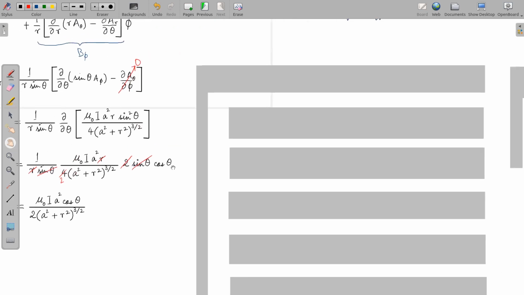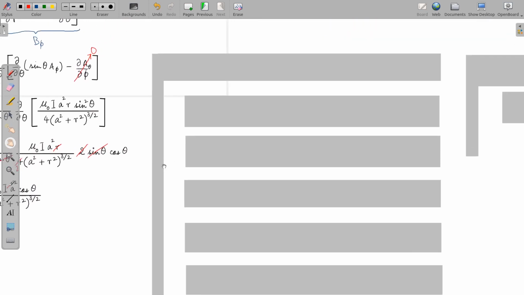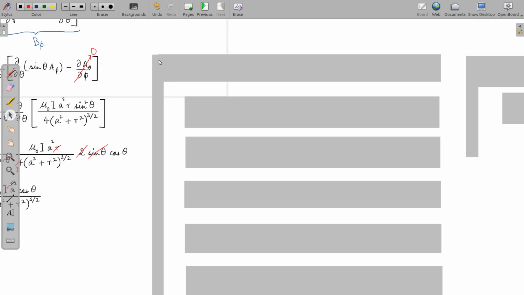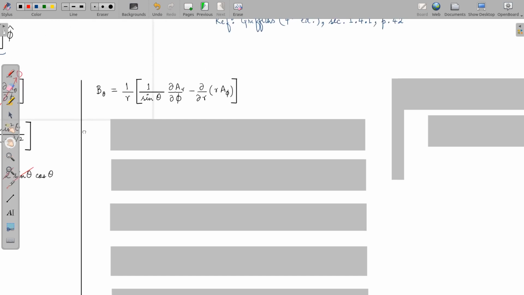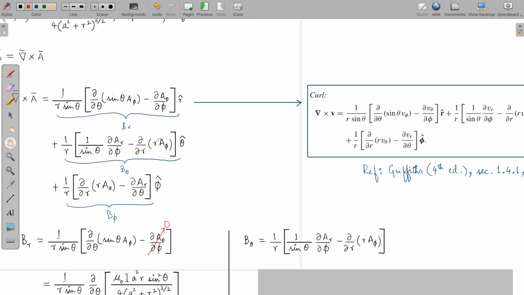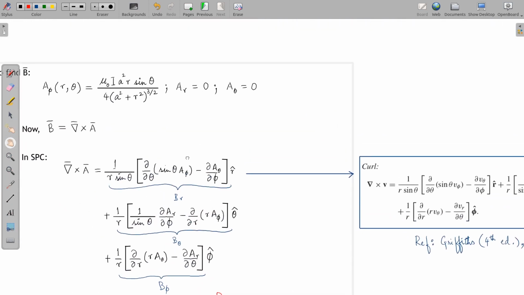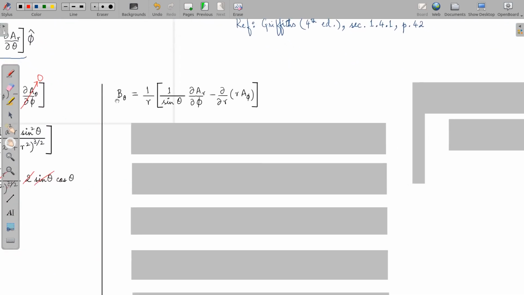Okay, so once you have found out the radial component of the magnetic field, then we can find out what are the other components, the polar and the azimuthal component. Next we find out the polar component of the magnetic field. So now again in the polar component, A_r and A_phi, A_theta is 0. So here we see there is an A_r. So this immediately we know is going to be 0. So the only component that's going to remain is going to be this.